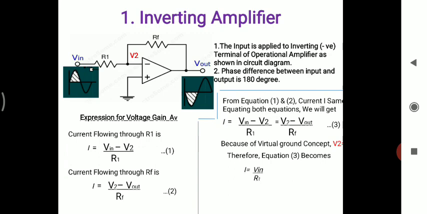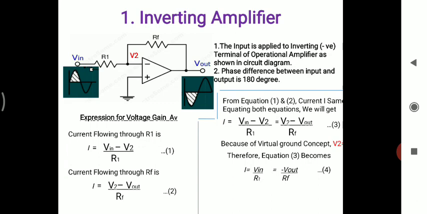If you substitute the value of V2 as 0 in equation number 3, then it becomes I equals V in minus 0 divided by R1, which gives V in divided by resistance R1, and that equals 0 minus V out divided by RF, which gives minus V out divided by resistance RF. This will be equation number 4.